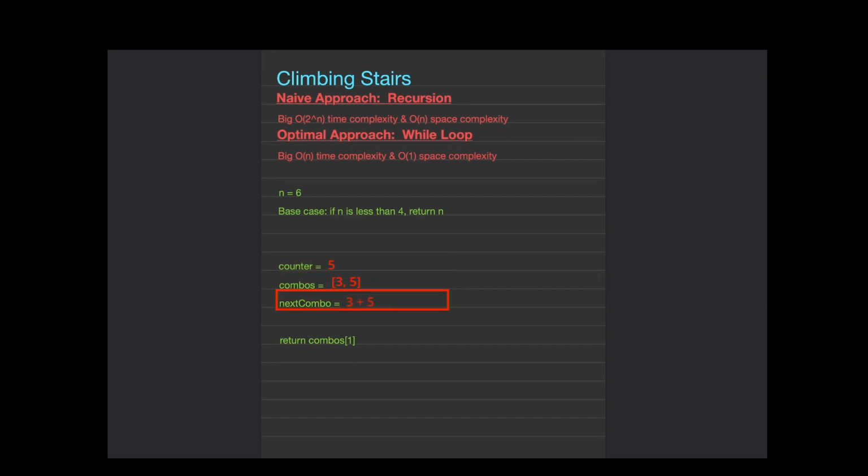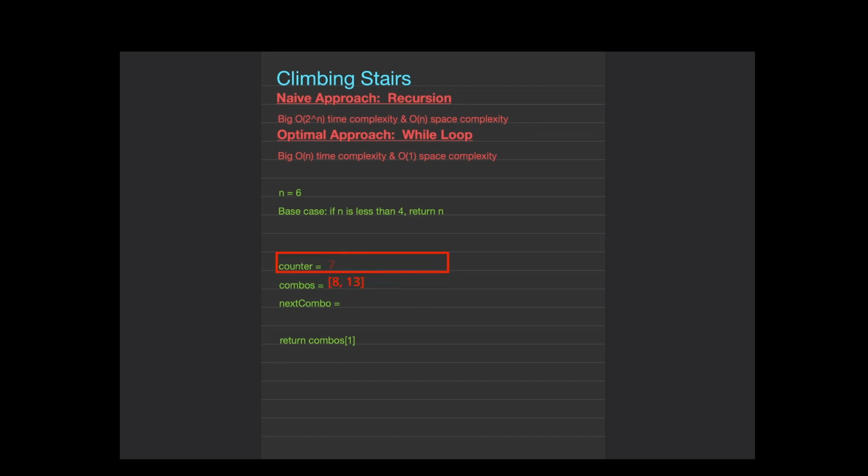3 plus 5 gives us 8. We shift the 5 over to the 0 index in the combos array and assign 8 to the first index. The counter increments to 6. 5 plus 8 sums up to 13. We shift the 8 over to the 0 index and assign 13 to the first index. The counter increments to 7, which causes our while loop to evaluate to false because 7 is greater than 6. So we exit the while loop and return the first index of the combos array.